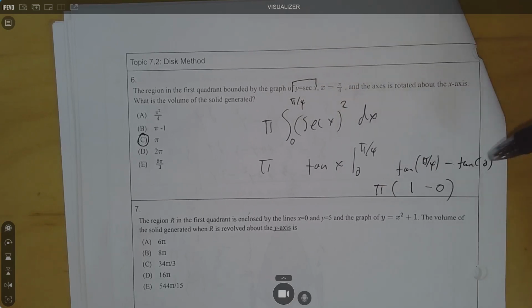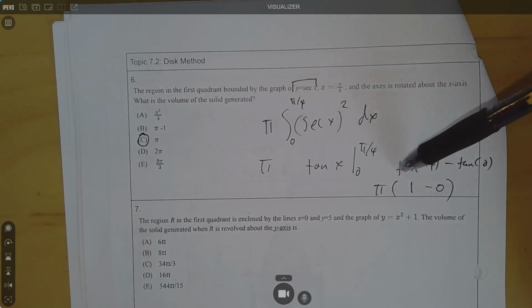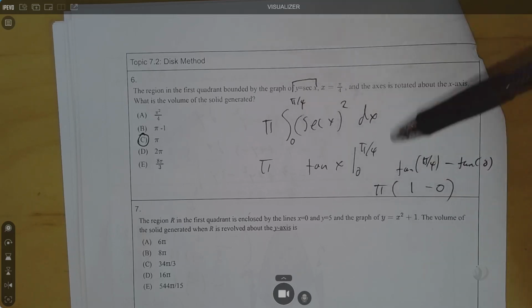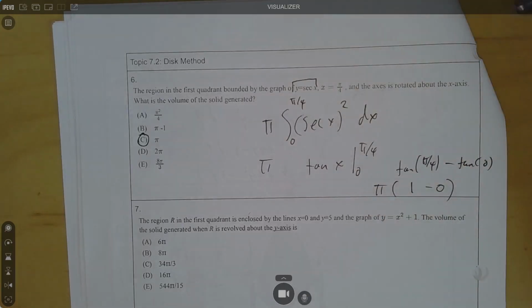I plug in pi over 4 and 0 into tan. Tan pi over 4 is 1. Tan 0 is 0. You know that from the unit circle. And then pi times 1 is pi. So keep brushing up on the unit circle, guys. Keep brushing up on it.